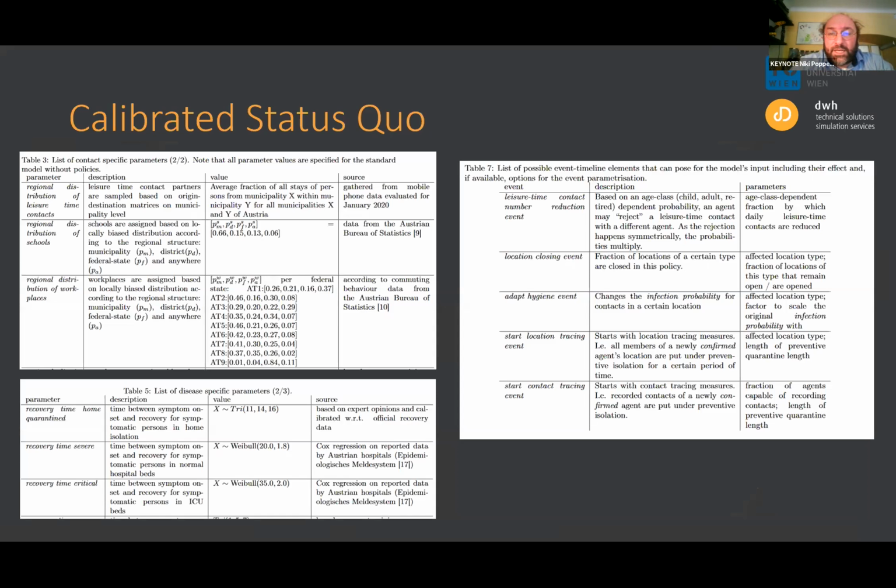Calibration, from the publication of our project, is summarized for different aspects. It starts with the regional distribution of leisure time contacts, up to parameters for the disease, for example the recovery time for home quarantine, up to the possible event timeline elements to adapt, for example hygiene events and so on. It's all the time a living document.